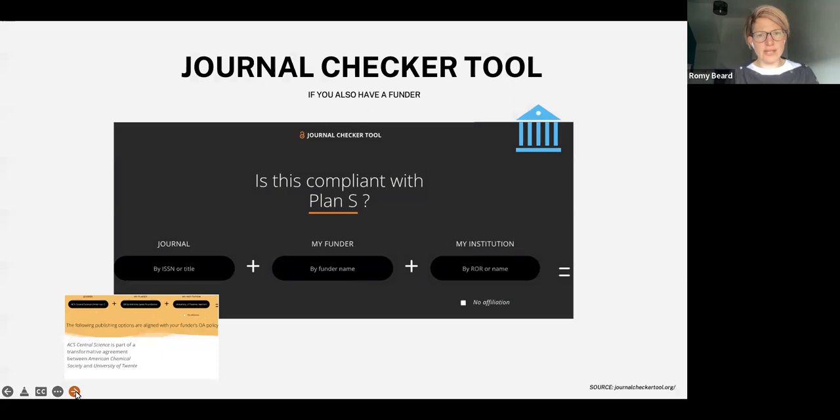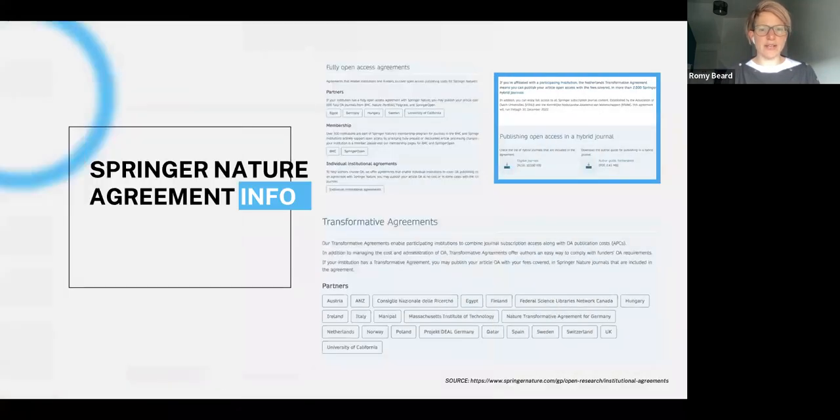the first example to mention is the Plan S Journal Checker tool. This is relevant if you also have a funder. It tells you if there's an agreement in place for publishing and if that makes you funder compliant, because some funder compliance depends upon certain agreements. We talked about that more in our last webinar, specifically around funder requirements. But this is still a tool to find out information about agreements, especially if you also have a funder. So please check it out.